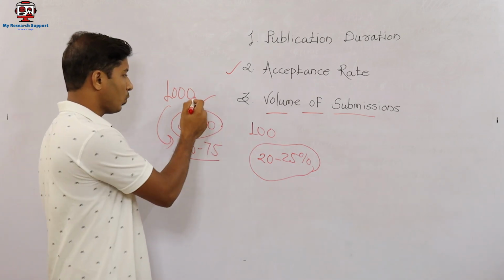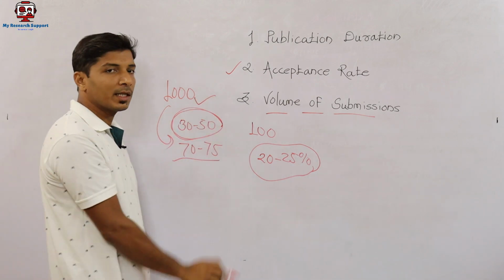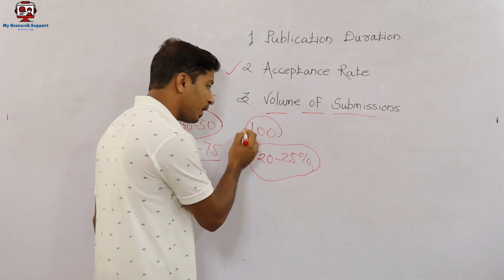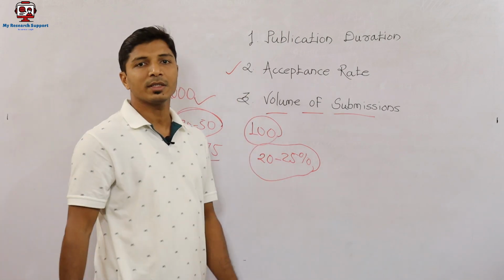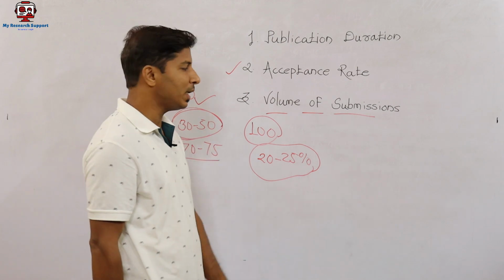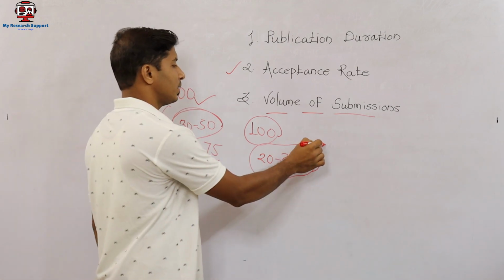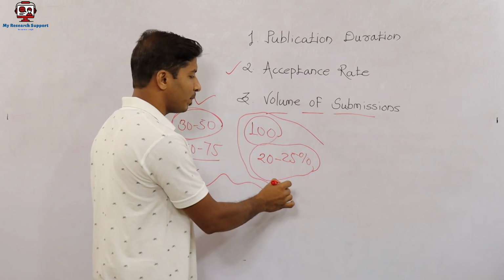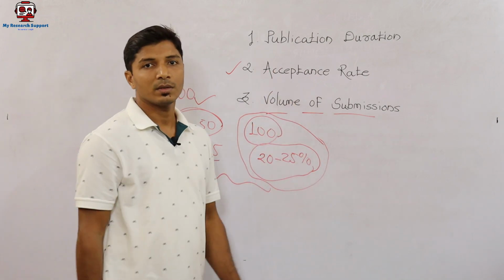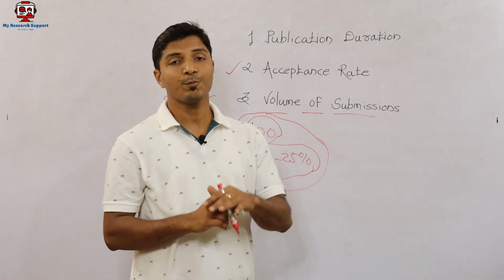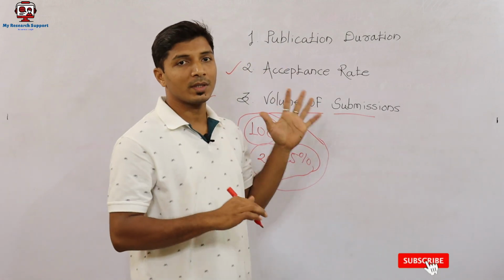So if you compare these figures, out of 1000, 30 to 50 research articles will be published, and out of 100, 20 to 25% of research articles will be published, then definitely you will get an idea that there are higher possibilities that your research articles can be published in this journal. And that is the reason I am saying that you can prefer this journal to publish your research articles.